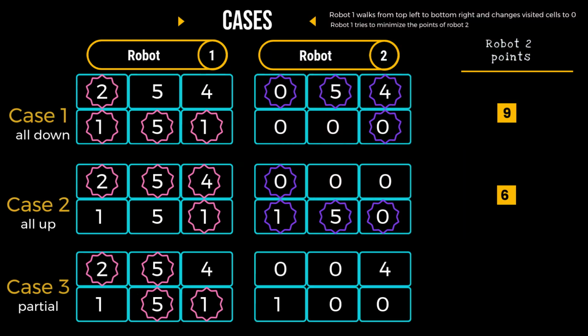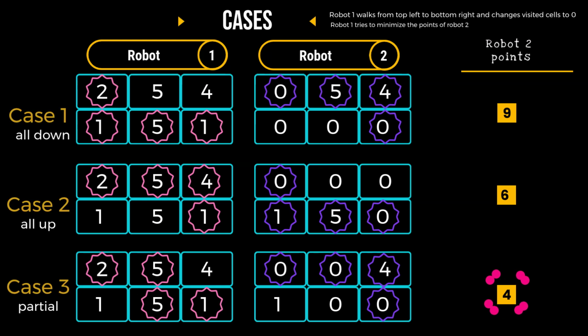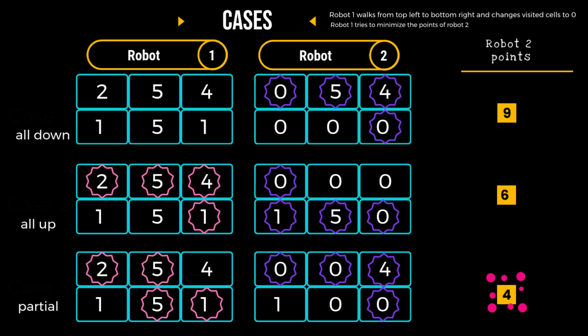In case 3, Robot 2 has 2 options. Option 1: walk along the remaining cells in the first row. Points collected: 0 plus 0 plus 4 plus 0 is equal to 4. Option 2: walk along the remaining cells in the second row. Points collected: 0 plus 1 plus 0 plus 0 is equal to 1. Robot 2 will choose the maximum points from the 2 options, i.e. 4. Since Robot 1 wants Robot 2 to collect the minimum points, Robot 1 will force case 3. Thus, the answer is the minimum of 9, 6, and 4, which is 4.